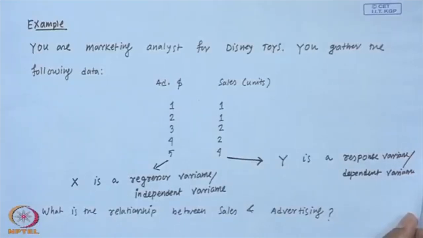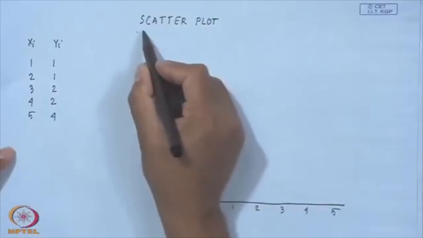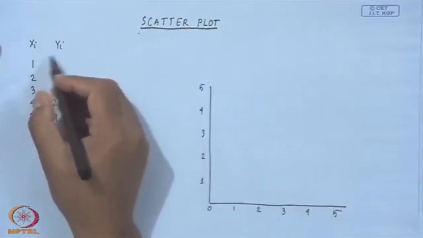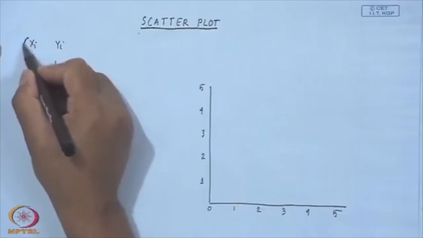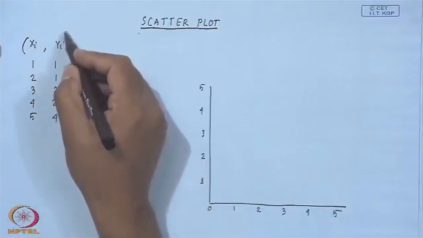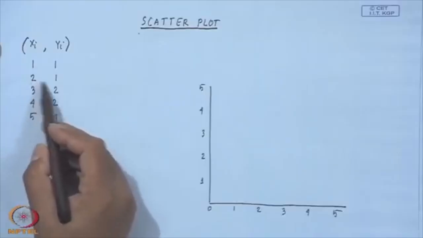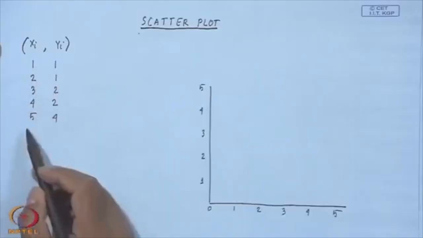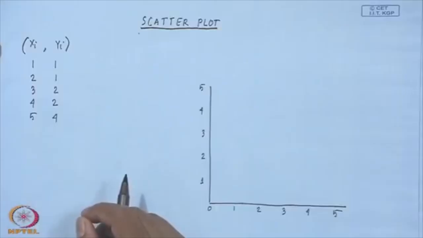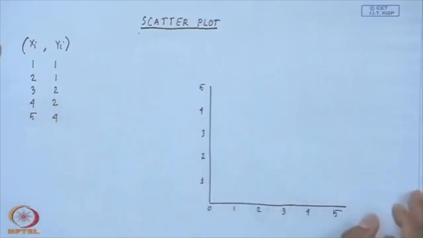Let me talk about the scatter plot next. Here are the same observations. I have been given a set of observations, say x i, y i. So x i stands for a regressor variable and y i stands for a response variable, and I have 5 observations: x 1, y 1, x 2, y 2, x 3, y 3, x 4, y 4, x 5, y 5. And the scatter plot is basically obtained by plotting this data on the x y plane.